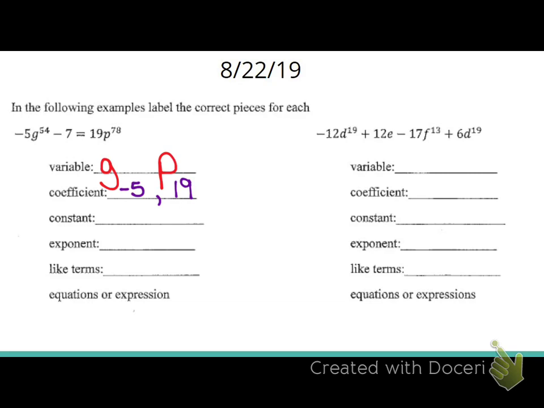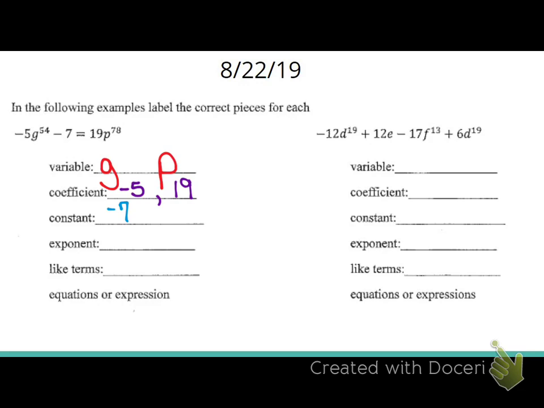All right, the next thing that we need to identify is the constant. What is the constant, Dylan? Negative 7. So the constant is the number by itself. So anytime there's a number by itself, that's the constant.